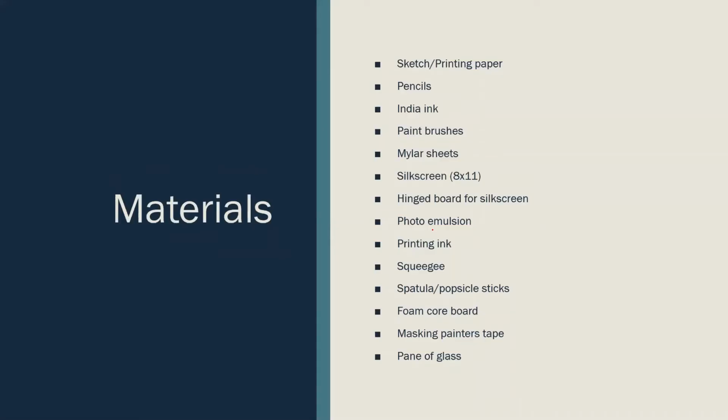Now that we know what to consider when it comes to the layout, let's start making some art! This project is a doozy and will need quite a few materials. I will let you know what materials you will need as we use them, but the full list is here and is as follows: sketch and printing paper, pencils, India ink, paintbrushes, Mylar sheets, a silkscreen, mine is 8 by 10 inches with 110 mesh, a hinge board to secure and register your silkscreen, photo emulsion, screen printing ink, a squeegee, a rubber spatula or popsicle sticks for mixing ink, foam core board, masking or painter's tape, and lastly, a pane of glass.